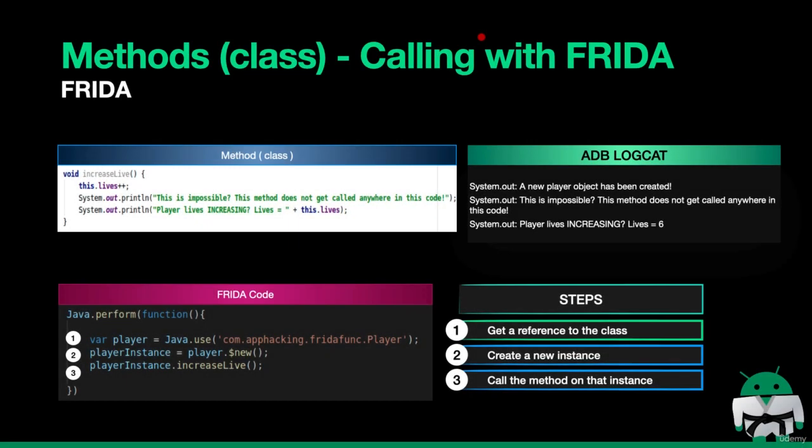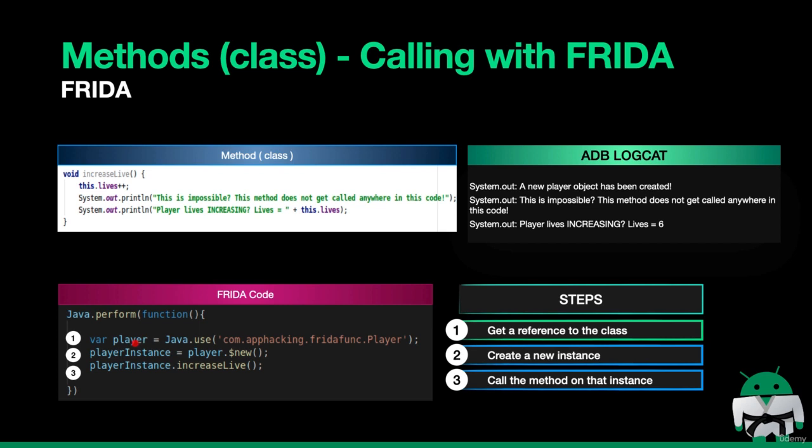Okay, so here we are back on the slides. So we have seen we've got this class method increase life. If you want to call a class method, we have to do the following steps. We have to get a reference to the class, then we have to create a new instance of this class, and then we can call the method on that instance.